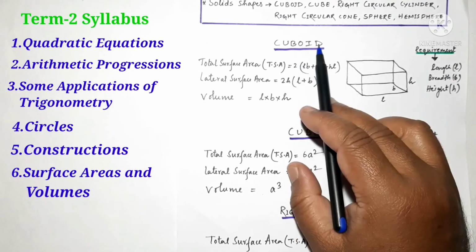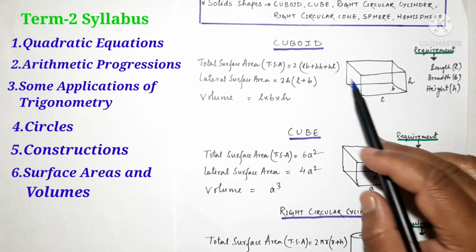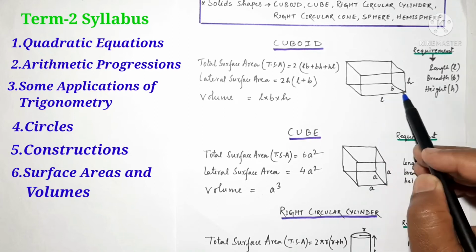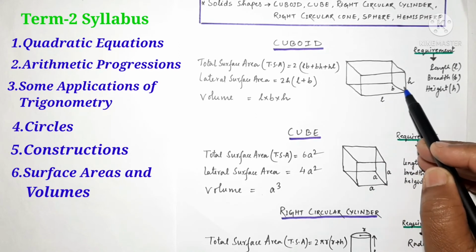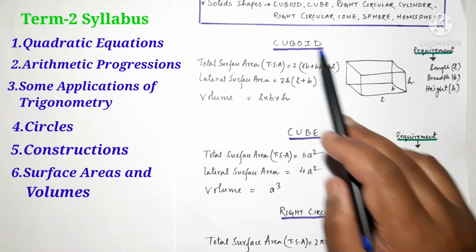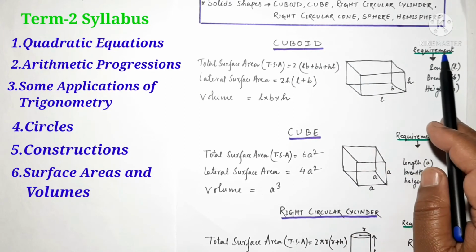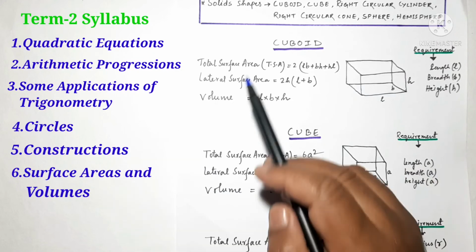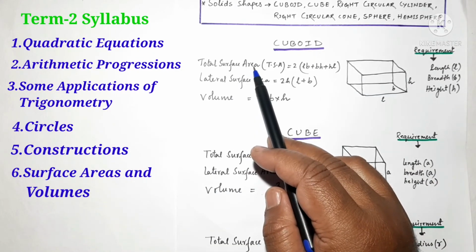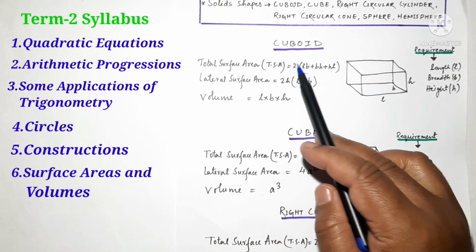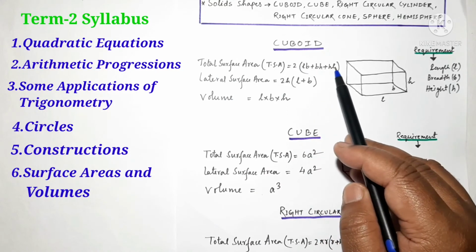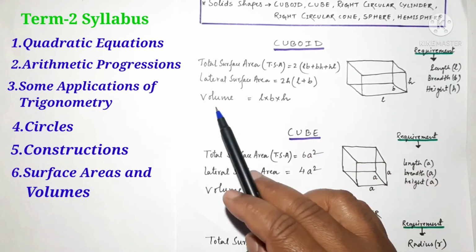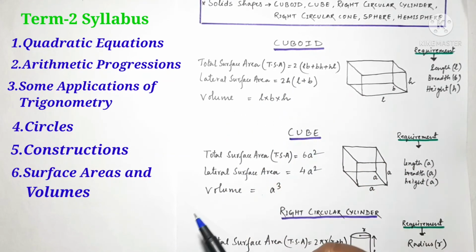First, cuboids. Look at this. This is a cuboid. In a cuboid, what are the dimensions? Length, breadth and height. So if you are solving any question related to cuboids, what is your requirement? You need to know length, breadth and height. Let us see the formulas of surface area and volume. Total surface area is 2(LB + BH + HL). Lateral surface area is 2H(L + B). Volume is L into B into H.